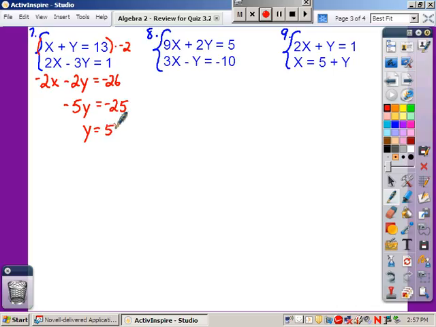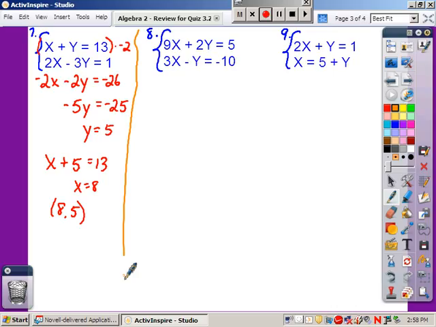Alright, actually I got a really easy equation to use. Let me use this original one up here. x plus y equals 13. In other words, x plus 5 equals 13. Okay, x is 8. So my final answer here is 8 comma 5. That would seem kind of easy.